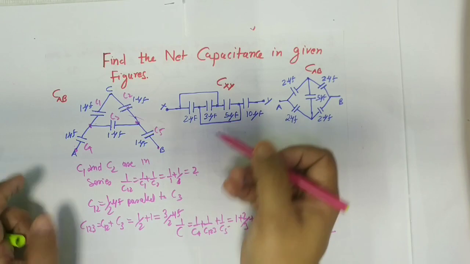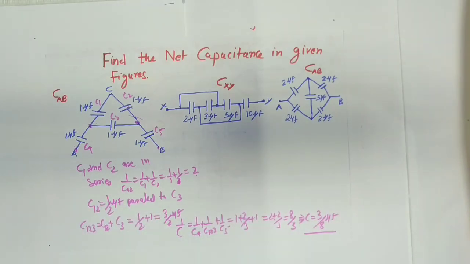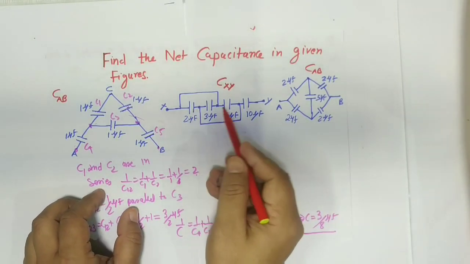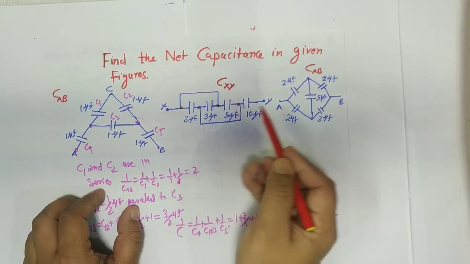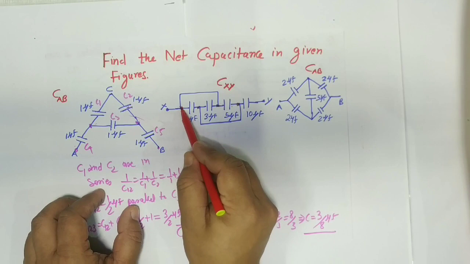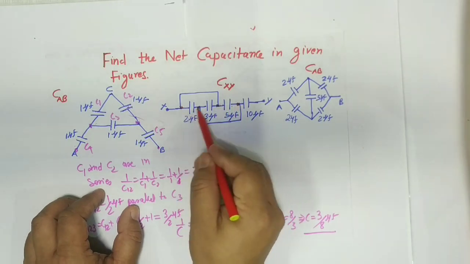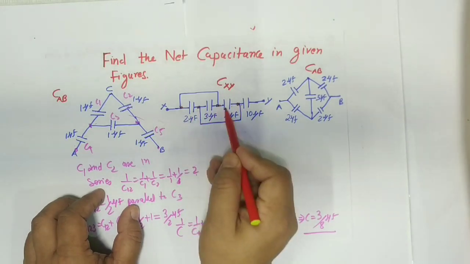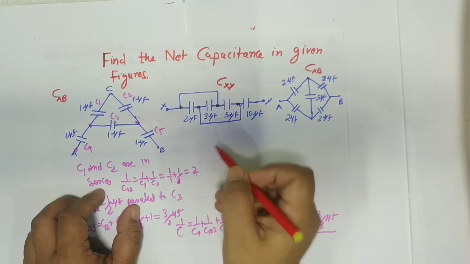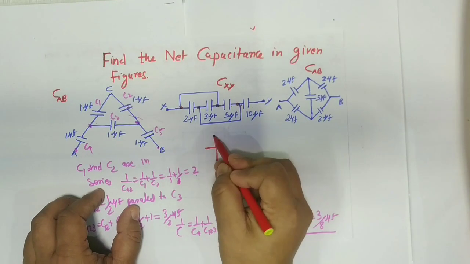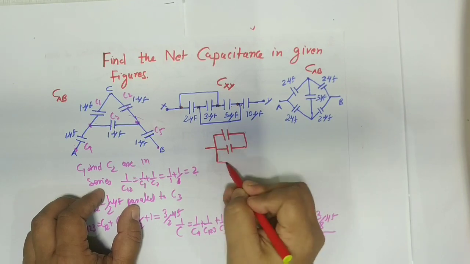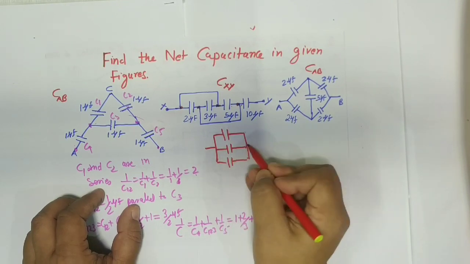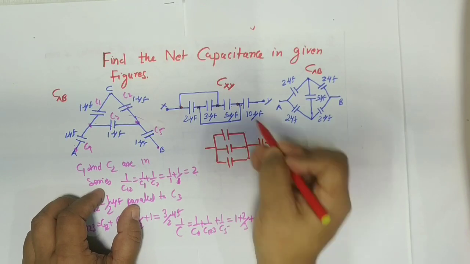Now come to this one. This one is very simple. How are we going to calculate? All three, this one, 2 microfarad, 3 microfarad, 5, and then 10. These are the two junctions. If you see here, across this, two across. So these three are in parallel. Very interesting how you write it. It is like this. All three are in parallel and this is in series.